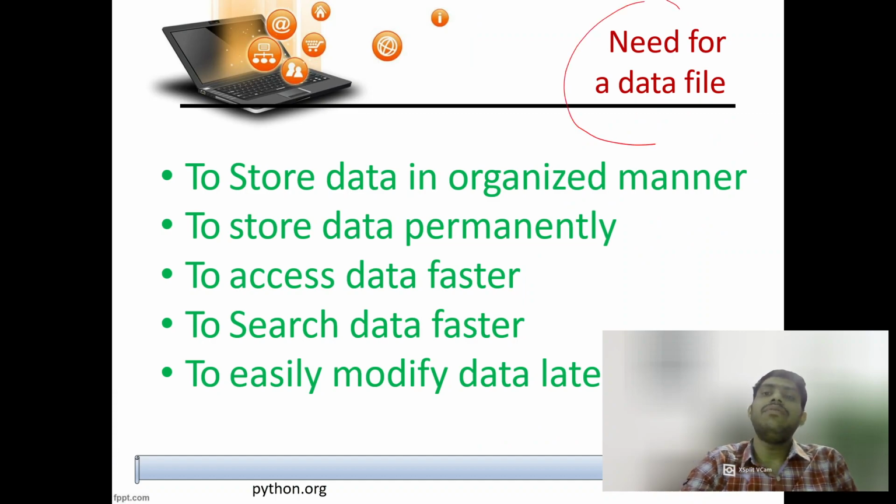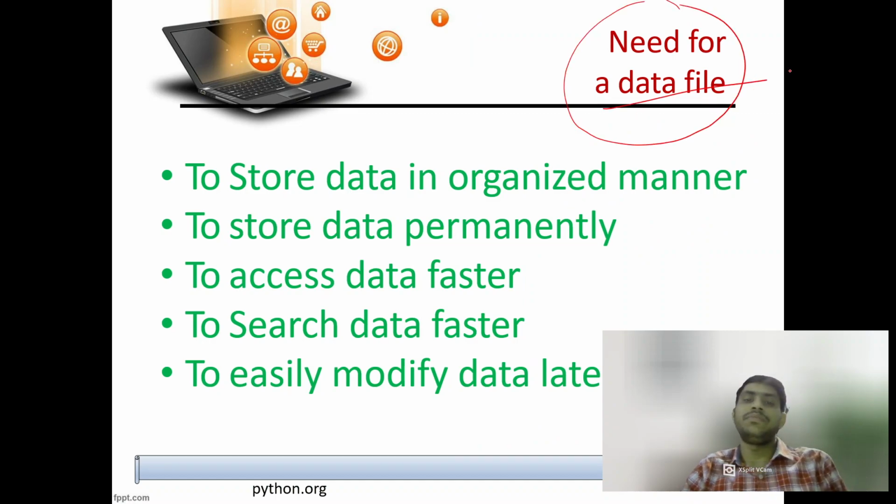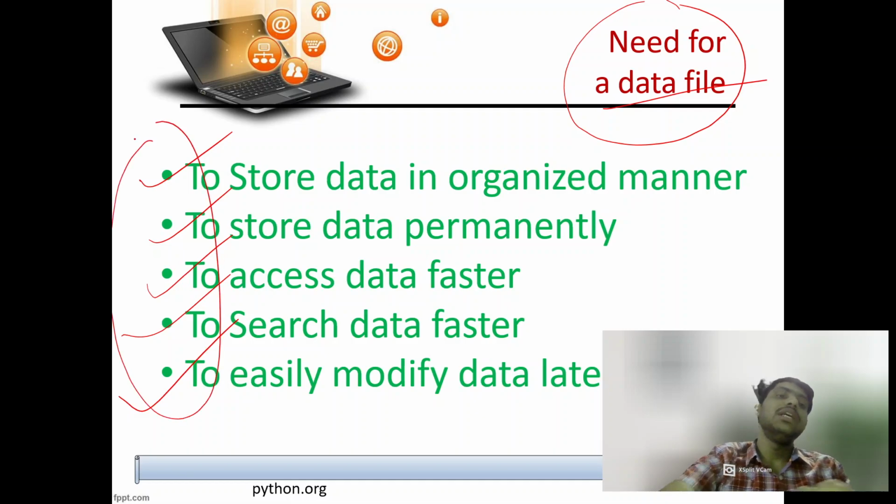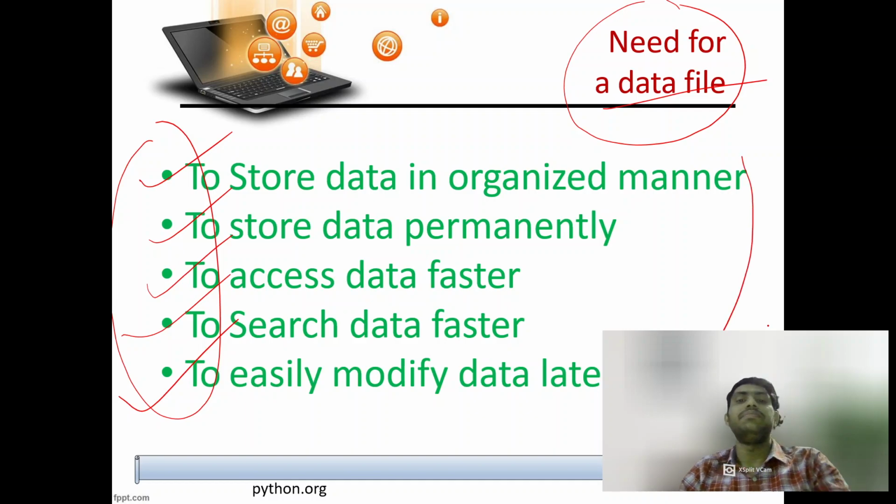So what is the need of a data file? Can you tell me some needs? First of all, we need to store our data in an organized manner. To store data permanently. To access the data. To transfer the data. To search data. To easily modify data later on. These are the needs for a data file, the things you can perform on a file system.